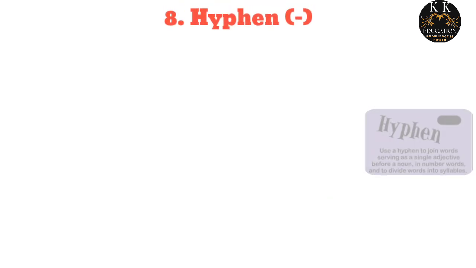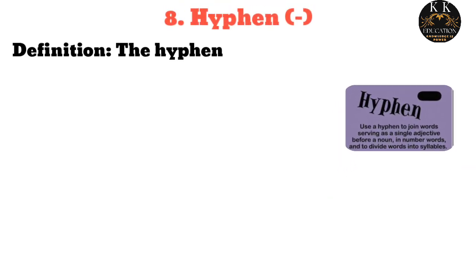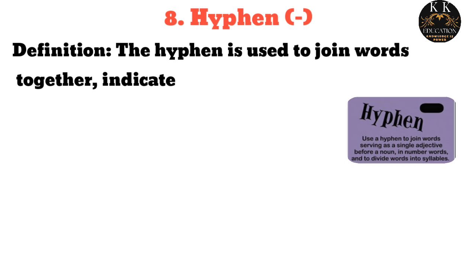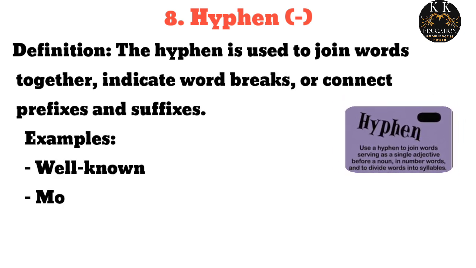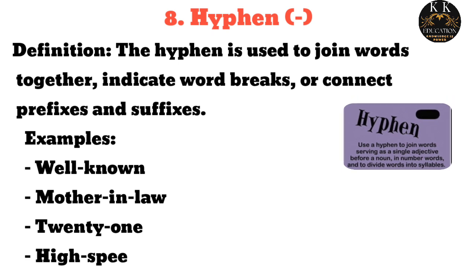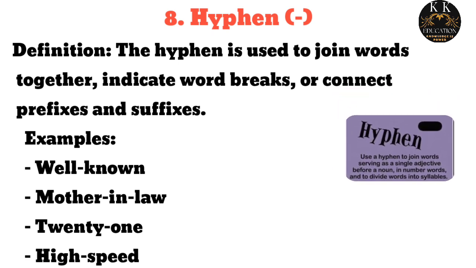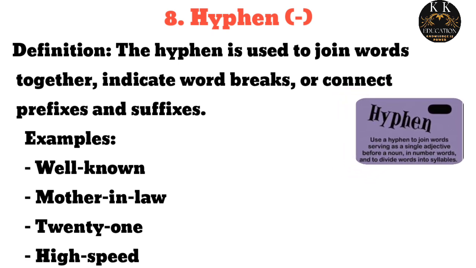8. Hyphen. Definition: the hyphen is used to join words together, indicate word breaks, or connect prefixes and suffixes. Examples: well-known, mother-in-law, twenty-one.